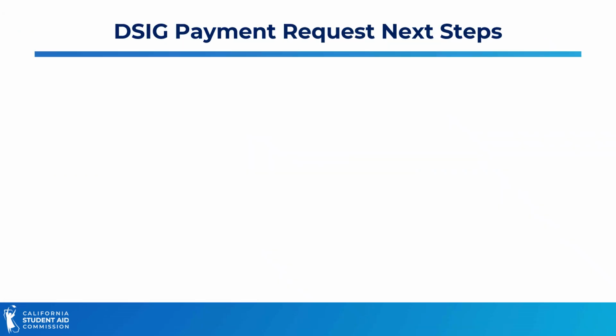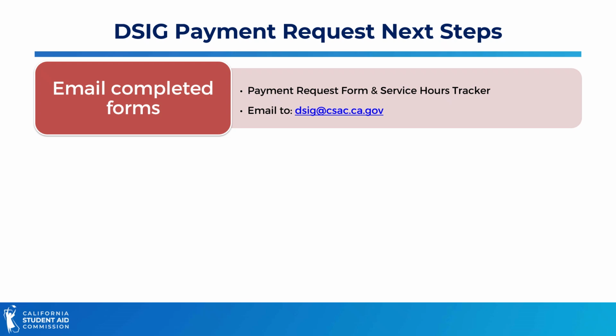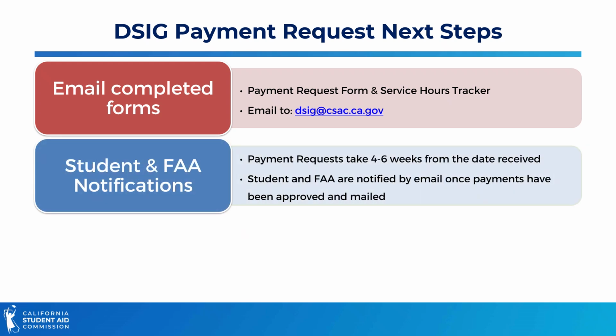After a payment request form is completed, students will email the completed payment request form and service hours tracker to the DSIG mailbox. From there, CSAC will verify the hours worked and will mail paper checks to the college financial aid office for disbursement to students approximately 4 to 6 weeks after receiving the payment request form. CSAC will notify schools and students once payments have been approved and mailed out.